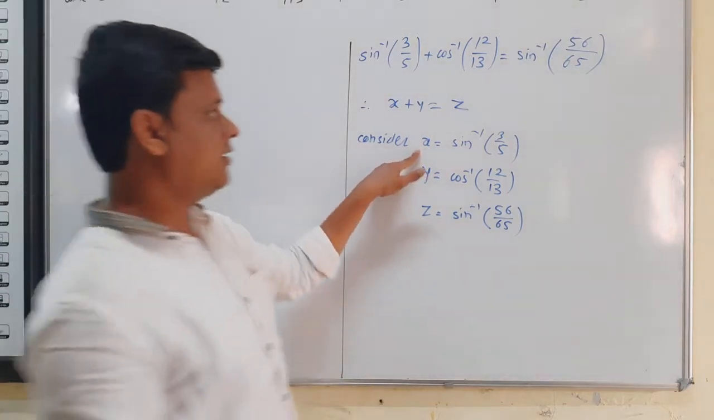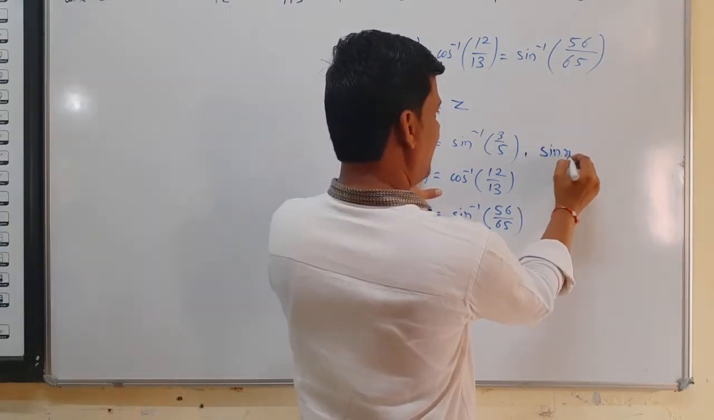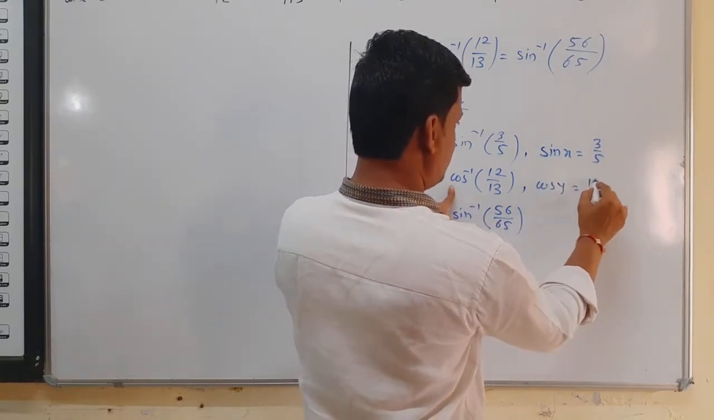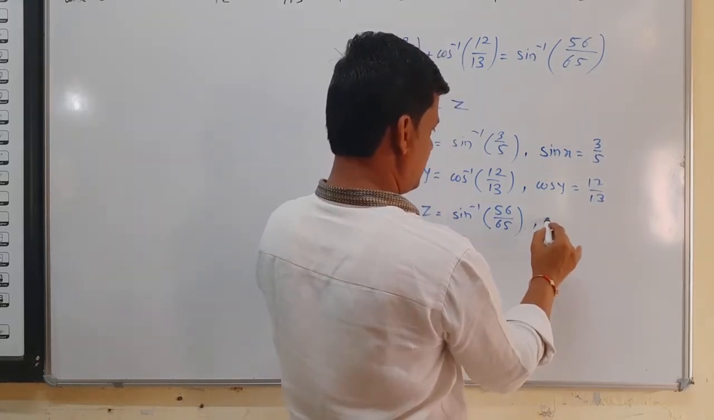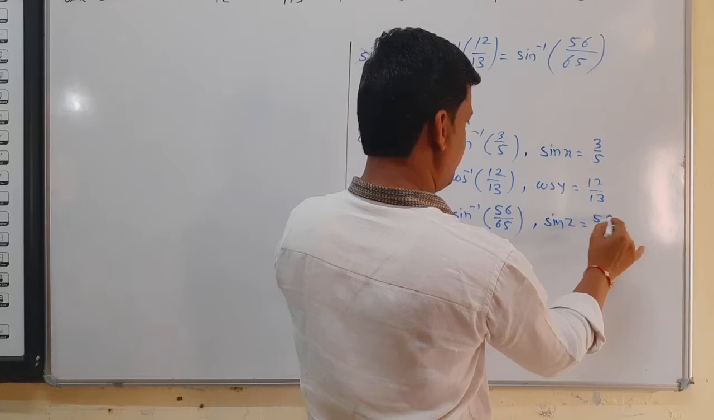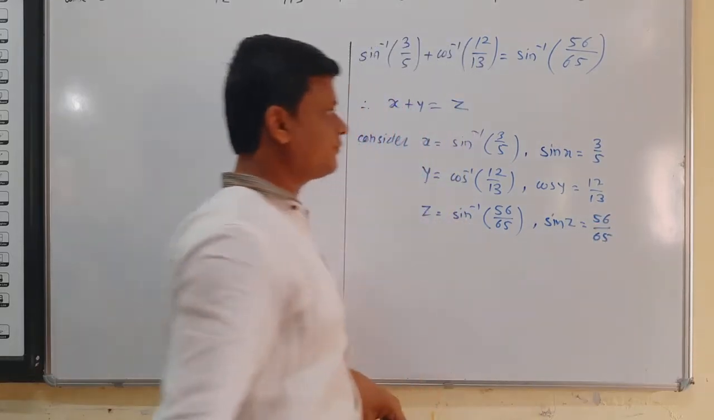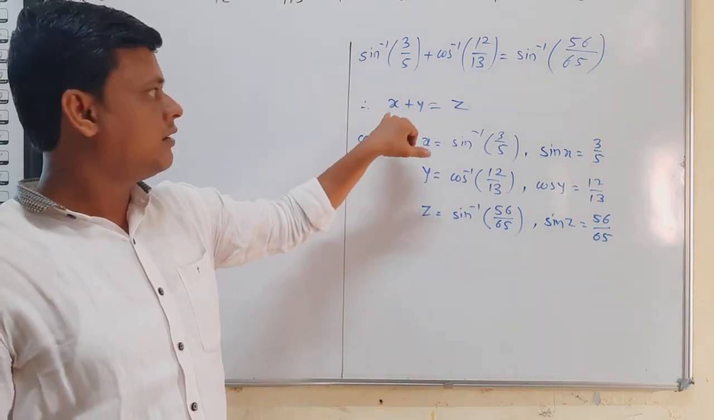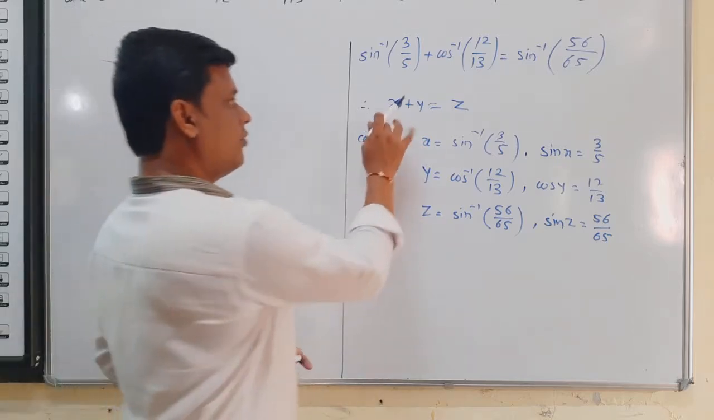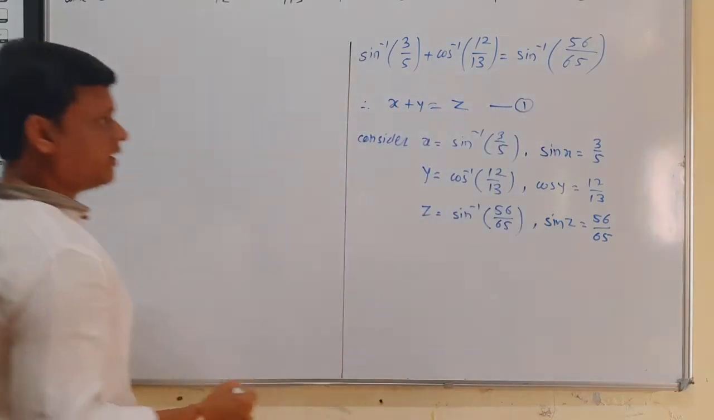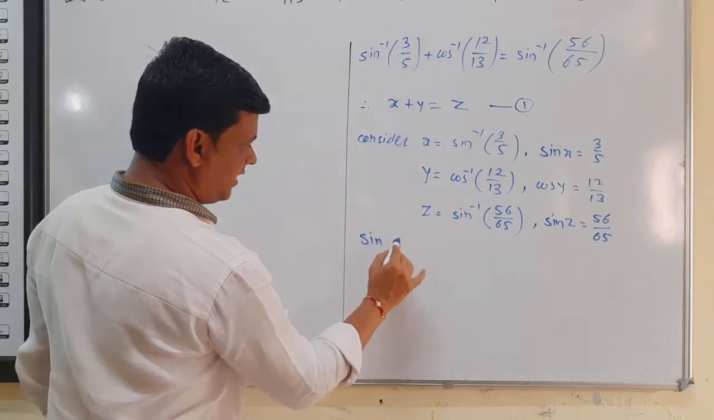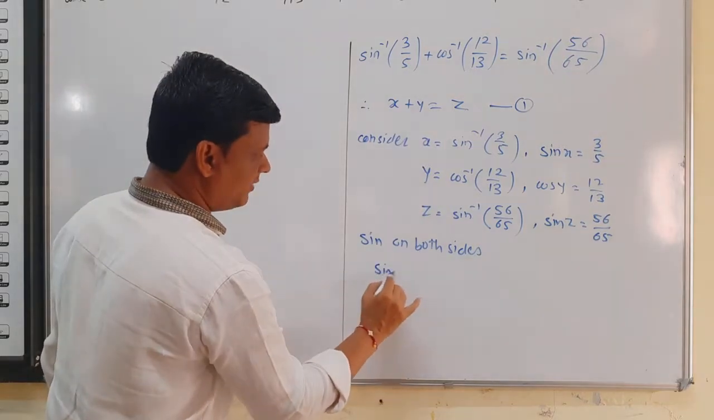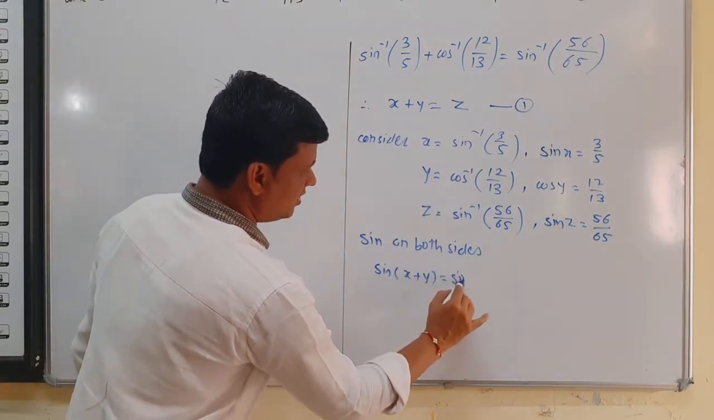So from this we write sin x equals 3 by 5, cos y equals 12 by 13, sin z equals 56 by 65. So if we take sin on both sides, for this equation 1, we write this as sin of x plus y equals sin of z.